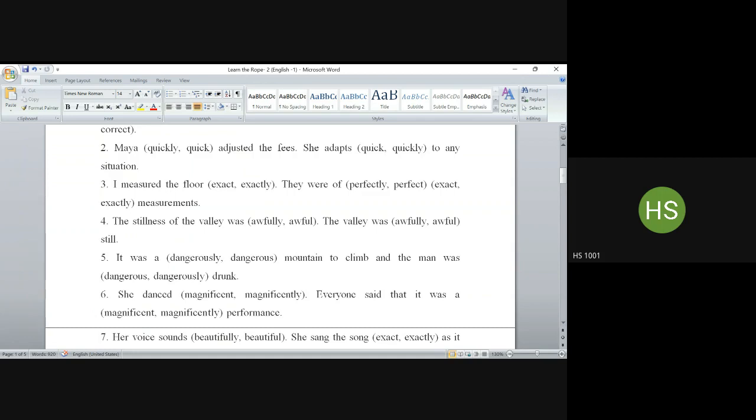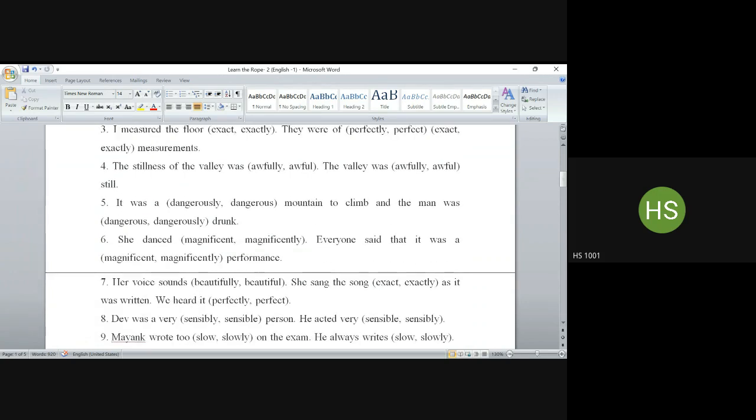Second one, the valley was awfully still or awful still. Awfully still, correct. All right. Fifth one, it was a dangerously or dangerous mountain to climb. Dangerous mountain to climb. First one, it was dangerously dark... the man was dangerously drunk, right? Because you're now modifying the verb drunk. Okay, all right. Sixth one, she danced magnificently.